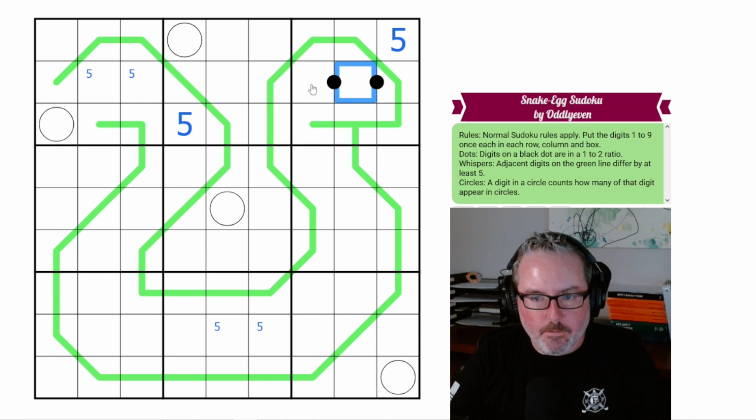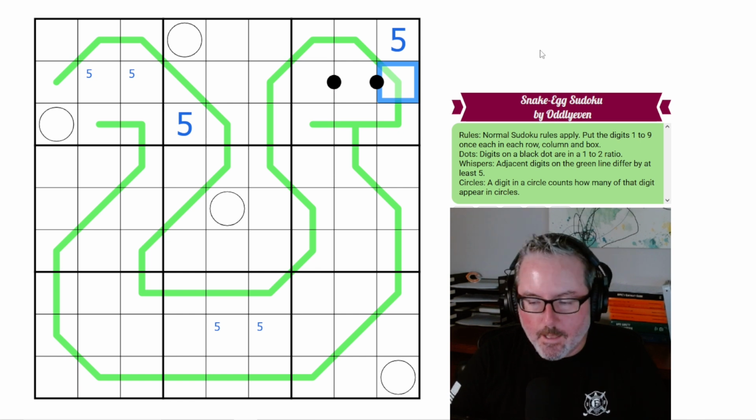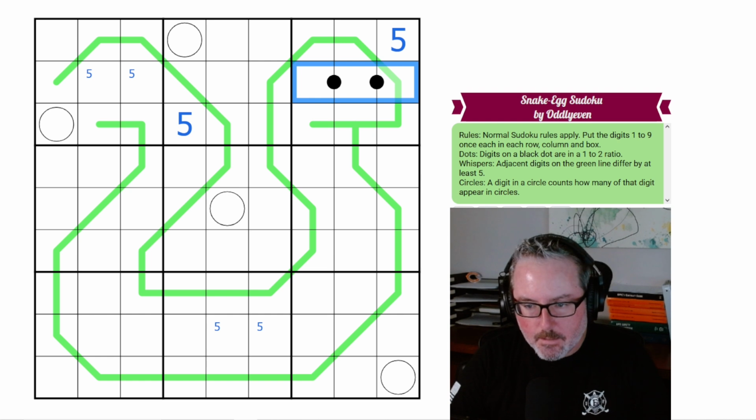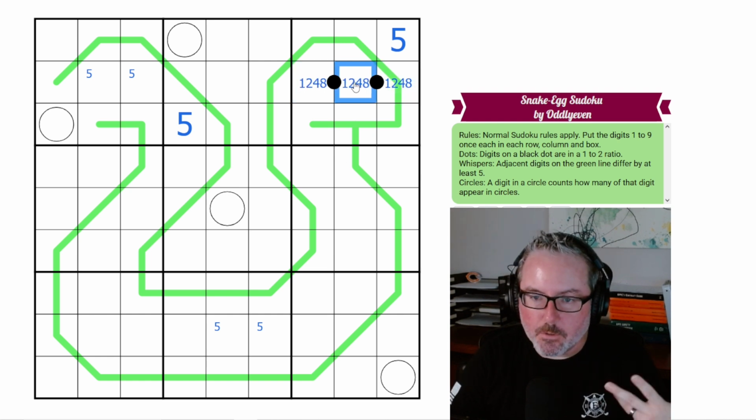Same goes for 6s. Clearly, you'd have to put a 3 here, and then what you put here, you can't put a 12. You can't put a 1.5 or anything like that. So in this specific instance where we have these 3 black Kropki dots lined up, we can only do 1, 2, 4, 8.